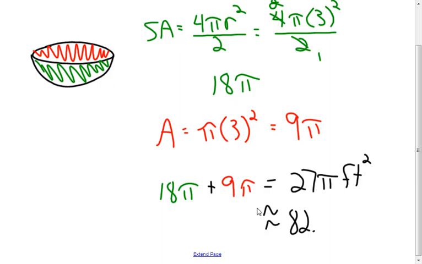Oops, nope, I rounded that wrong. I did that wrong. Not 82. Try again. Let's go with 84.82 square feet.